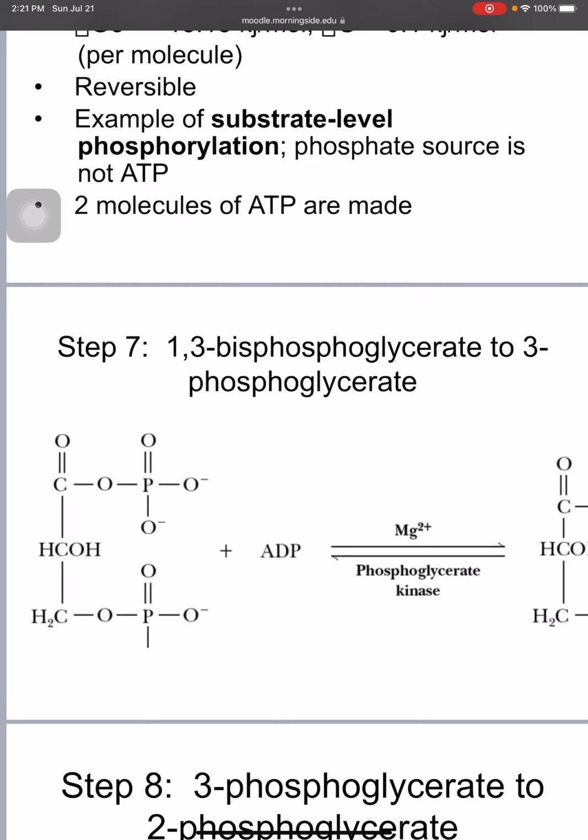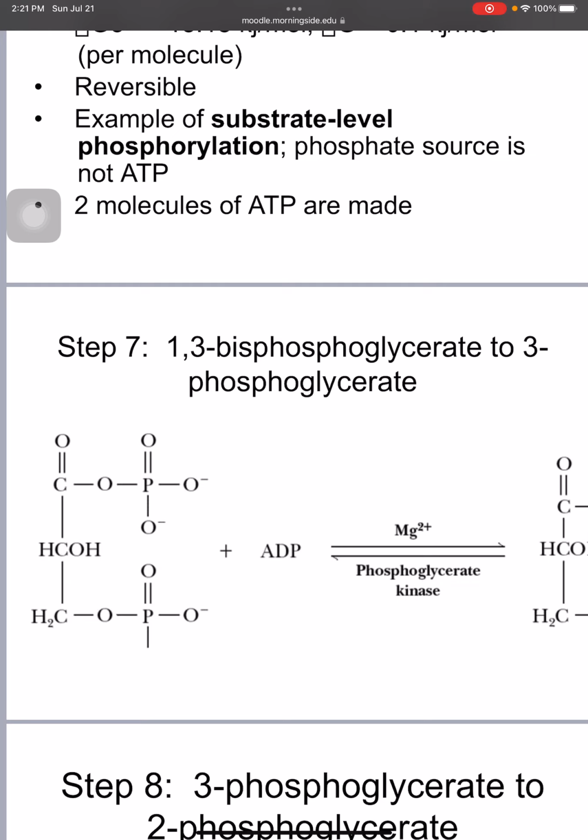We make one molecule of ATP for each molecule of 1,3-bisphosphoglycerate. Remember, we actually have 2 of these because of the 2 legs in the forked glycolysis pathway, right? So you can really think of it like this: 2 1,3-bisphosphoglycerates plus 2 ADPs yields 2 3-phosphoglycerates and 2 ATP. All right, so one of our ATP producing steps.